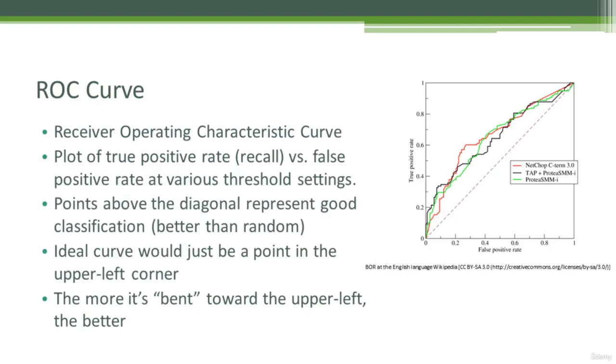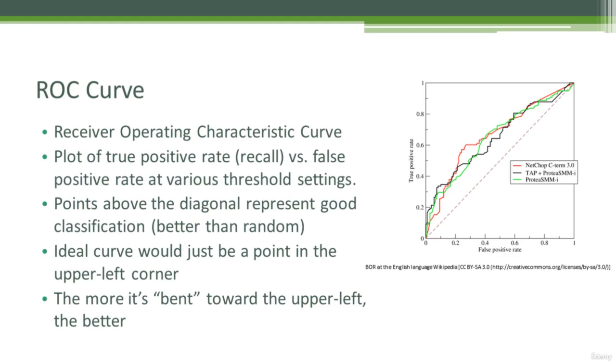Another way of evaluating your models is the ROC curve. That stands for Receiver Operating Characteristic Curve. And what it does is plot your true positive rate, or your recall, versus your false positive rate at various threshold settings in your model. So as you choose different thresholds of choosing between true and false, what does that curve look like? Basically, the way to interpret a ROC curve is that you want it to be above the diagonal line there.